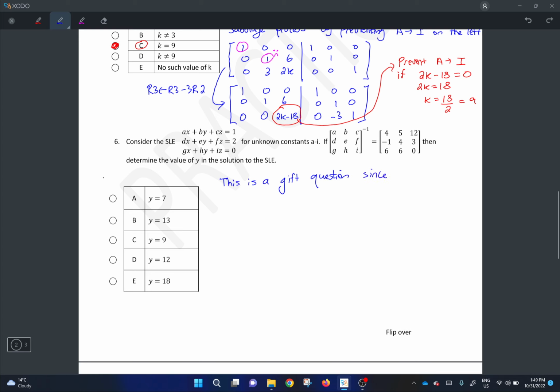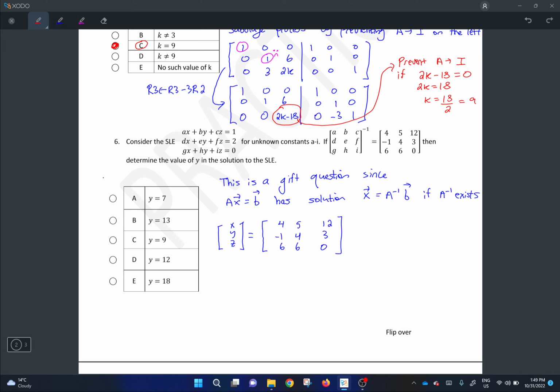Since AX equals B has solution X equals A inverse times B if A inverse exists. Okay, so our solution vector x, y, z is equal to A inverse, 4, 5, 12, negative 1, 4, 3, 6, 6, 0 times B.